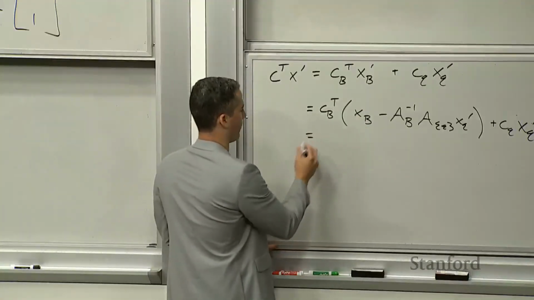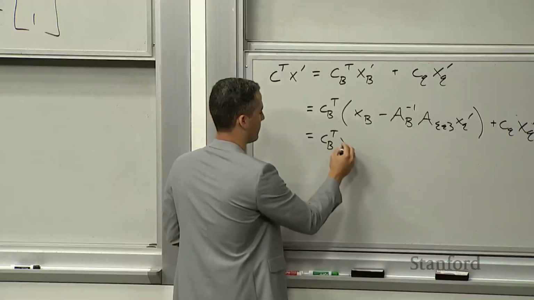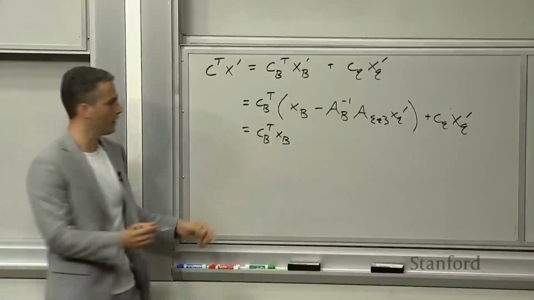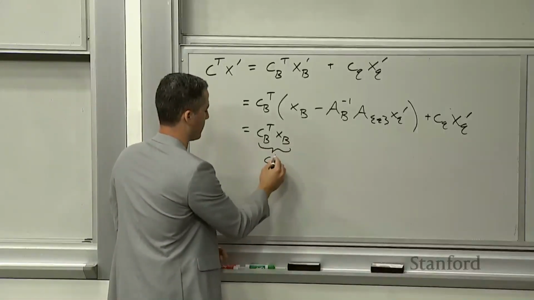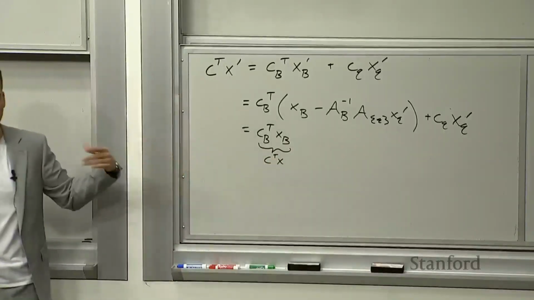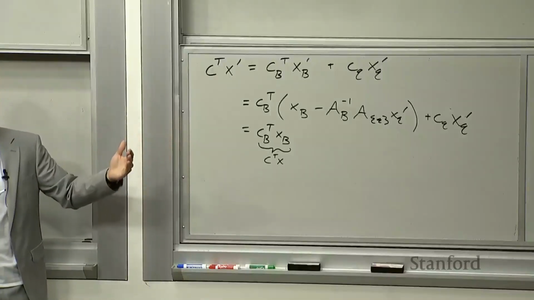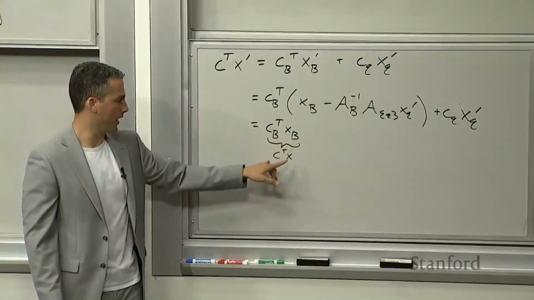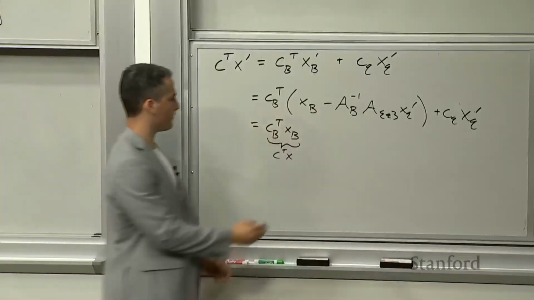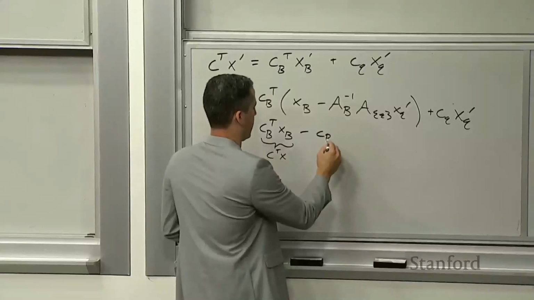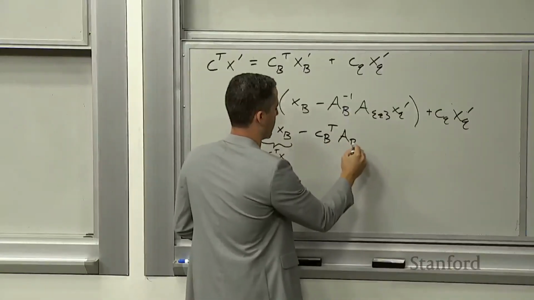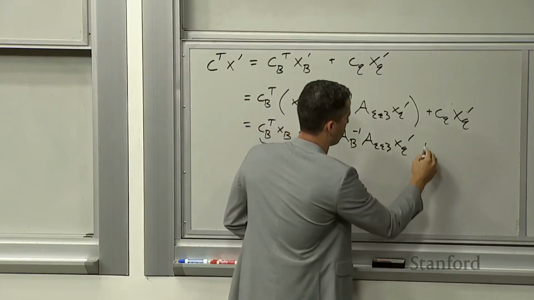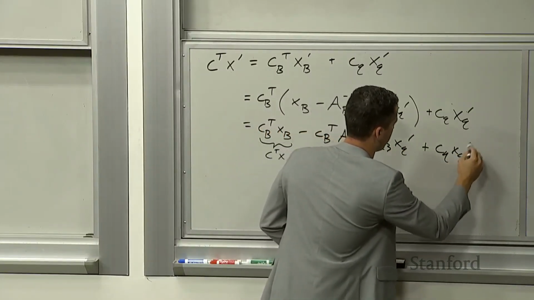So it's going to give us c basis transpose x basis. Notice this is actually just c transpose x, because we saw before you can rewrite it in terms of the basis or in terms of the regular variables, since anything not in the basis is just 0. So that's the term we've simplified. Then we have minus c basis transpose A basis inverse A_Q x_Q prime plus c_Q x_Q prime.